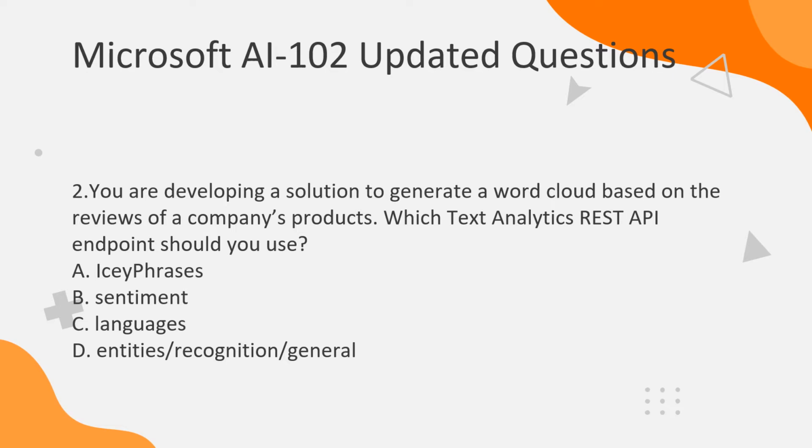2. You are developing a solution to generate a word cloud based on the reviews of a company's products. Which Text Analytics REST API endpoint should you use? A. KeyPhrases. B. Sentiment. C. Languages. D. Entities Recognition General.